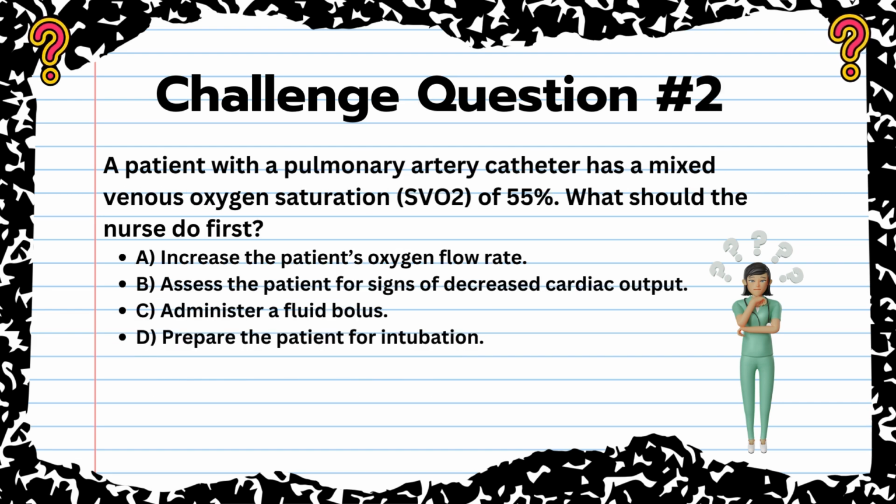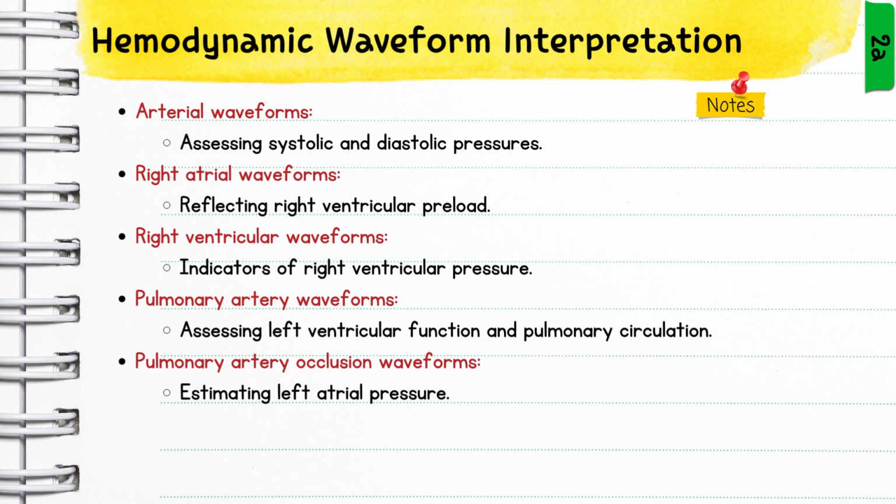So challenge question number 2, a lot like 1. Read it, pause, think about it, then we'll come back to it later. A patient with a pulmonary artery catheter has a mixed venous oxygen saturation, SvO2, of 55%. What should the nurse do first? Increase the patient's oxygen flow rate, assess the patient for signs of decreased cardiac output, administer a fluid bolus, or prepare the patient for intubation. Stop, pause, think about it, and then let's move on.